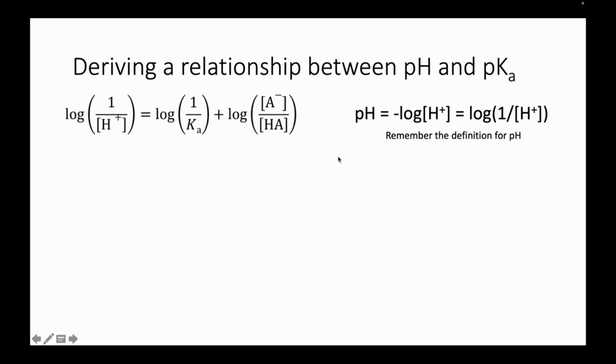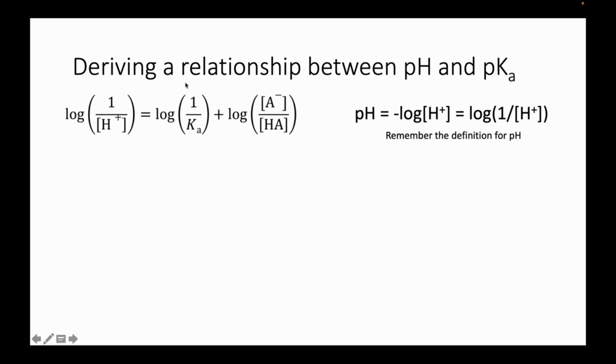Well, remember the definition for pH, right? pH means the negative log of H+. That's what the little p means. And we also said that was mathematically equivalent to the log of 1 over the concentration of H+. And that log of 1 over concentration of H+ is exactly what we have over here. So we can take this term right here and substitute it out and put in pH.